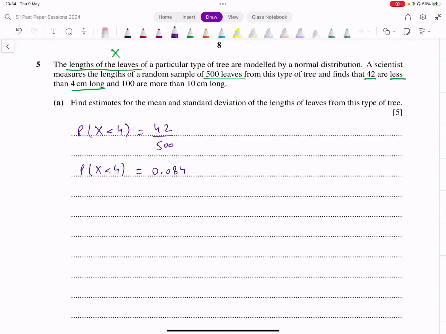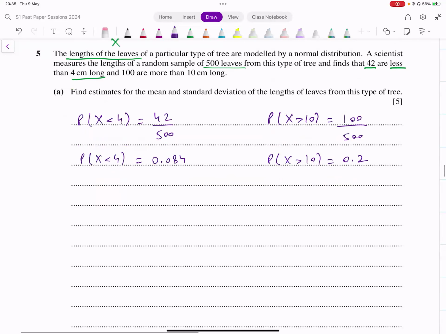And that gives you x less than 4, probability of that equal to 0.084. Okay, then it says 100 out of those 500 leaves are more than 10 centimeters long. So probability of x being greater than 10 is 100 over 500. That means x greater than 10, that probability is 0.2. Now, these are two pieces of information that you're given about probability. Now you have to find the mean and the standard deviation. So it's a simple inverse normal problem now. You would make two equations, solve them simultaneously, find the values of mean and sigma.